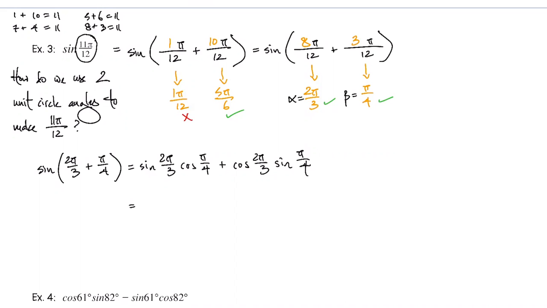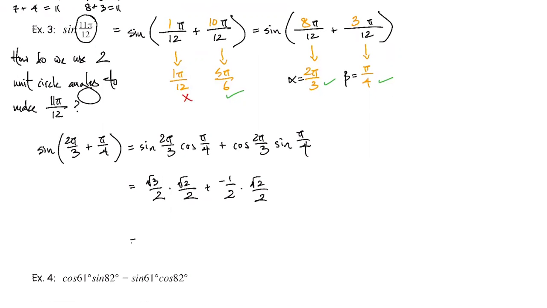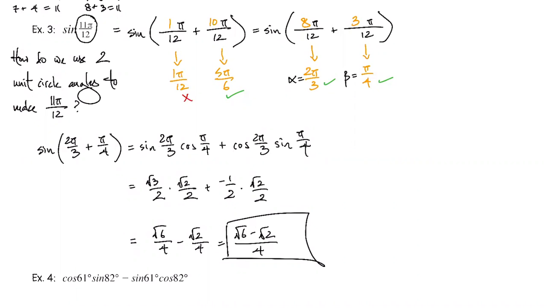Let's see, sine of 2 pi over 3 times cosine of pi over 4 plus negative 1/2 times root 2 over 2. And you'll notice that we get a lot of the same kinds of numbers over and over again, right? We've got our root 6 over 4 minus root 2 over 4, which we can combine into a single fraction and call it a day. Okay.